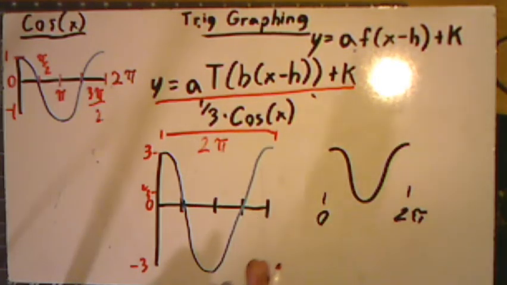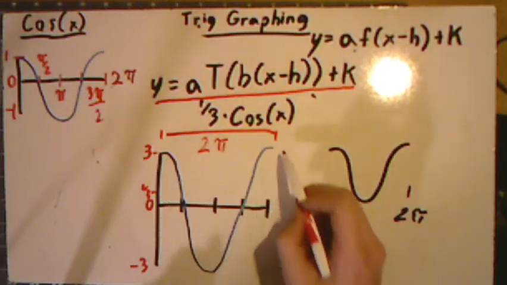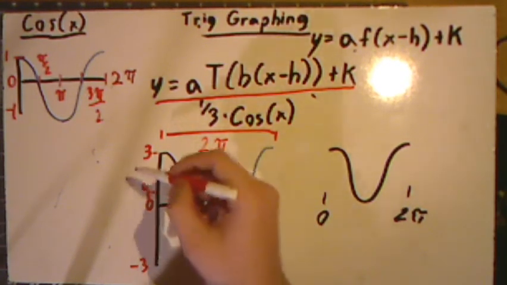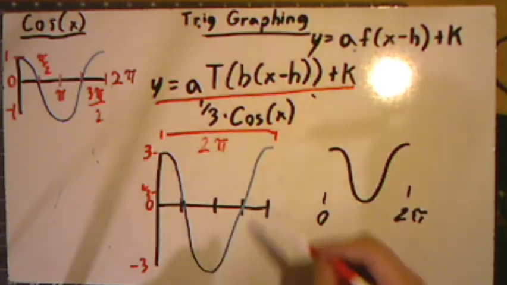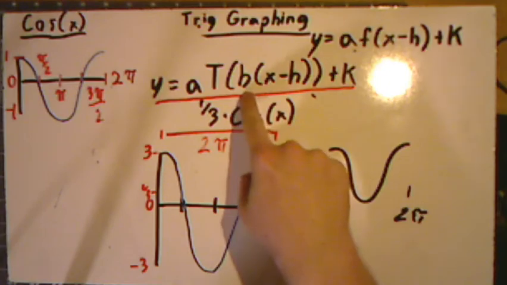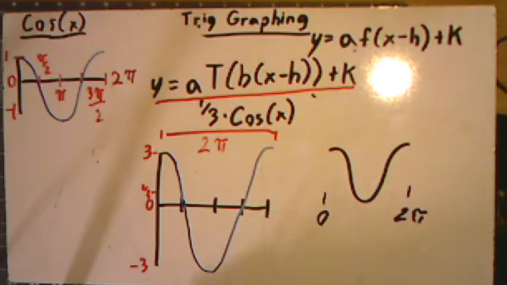And you could roll it back and see that every single one has kept up that you need 4 dashes to go from one peak to the other. Even if we move it to the left, we would still need 4 dashes to go from one peak to the other. This b value changes that.